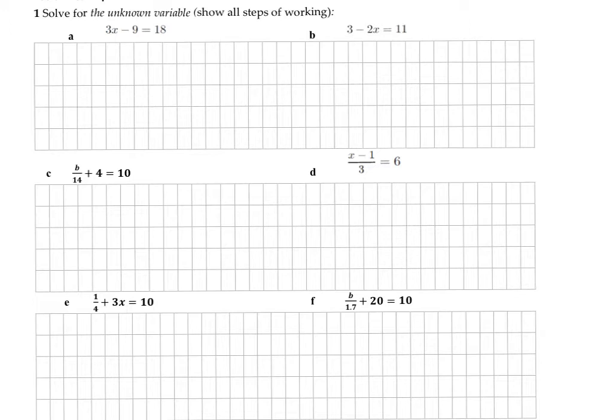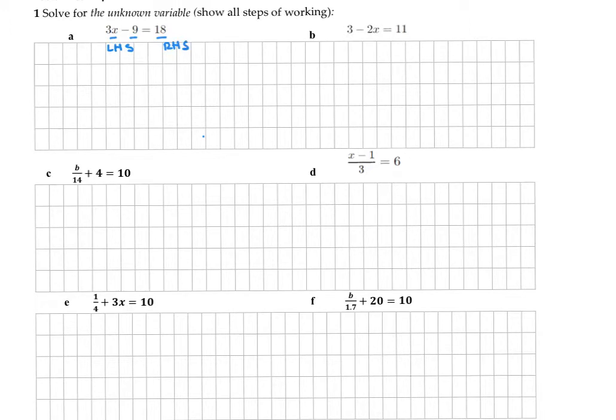So solving linear equations. The first one, we have 3x take away 9 is equal to 18. So we want to find the value of x that's going to satisfy left-hand side and right-hand side as well.